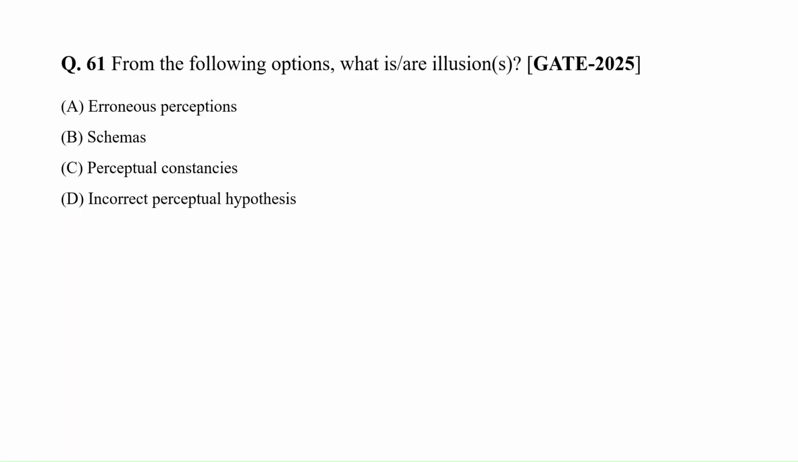So now let's get back. Here in the multiple select question, the right answers are erroneous perception and incorrect perceptual hypothesis. That is A and D are the right answers. I hope you understood what is perception, schemas, perceptual constancies, and the examples which I explained for these concepts. So I hope it was clear.